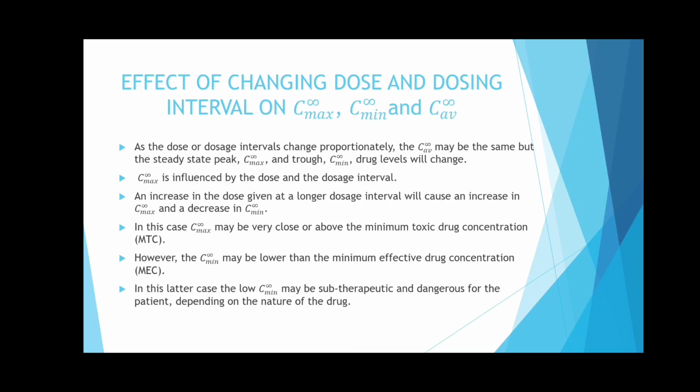As the dose or dosage interval change proportionally, the average steady state concentration may be same, but the steady state peak, that is maximum steady state concentration, and the trough, that is minimum steady state concentration, drug level will be changing. The maximum steady state concentration is influenced by the dose and dosage interval. An increase in the dose given at a longer dosage interval will cause an increase in the maximum steady state concentration and decrease in the minimum steady state concentration. That is obvious. In this case, the maximum steady state concentration may be very close or above the minimal toxic drug concentration. However, the minimal steady state concentration may be lower than the minimal effective drug concentration. In this latter case, the low minimal steady state concentration may be subtherapeutic and dangerous for the patient depending on the nature of the drug.